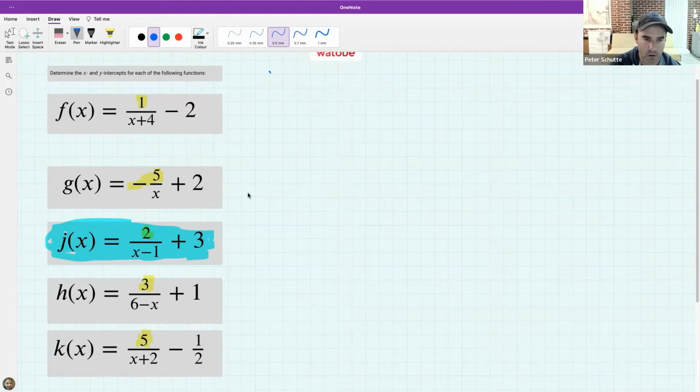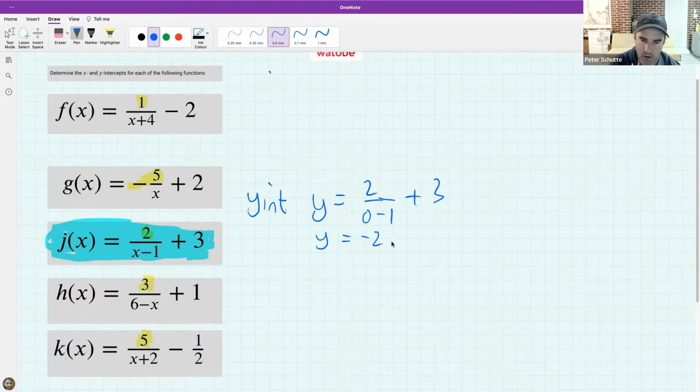So for the y-intercept, I'm just going to make x naught, which should be, let's just make sure that we're on the right track. I get y as 1.